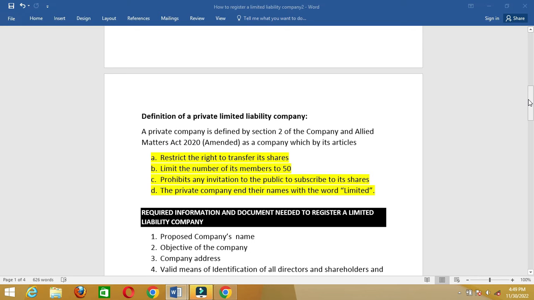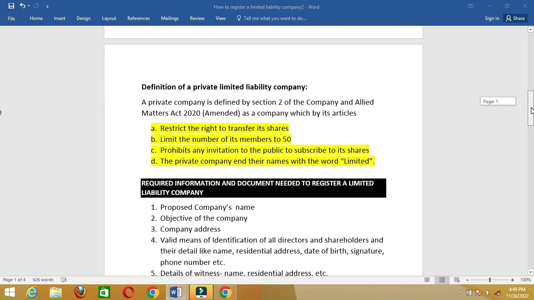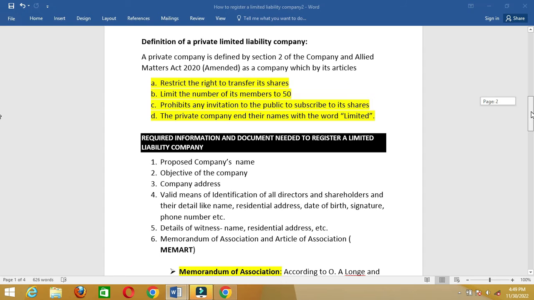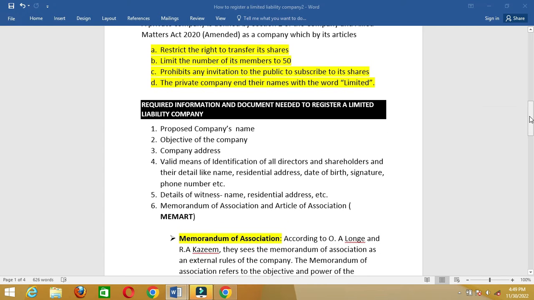Now, let's quickly look at the required information and documents needed to register a limited liability company. If you're engaging a client, or you're engaging somebody that you want to help to register their limited liability company, then they will ask you, what are the requirements, what are the documents, what information do you need from me? So you should be able to have a clip of the relevant information and documents you need to get from these people. So let's start from the first one.